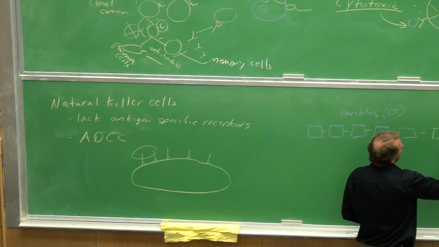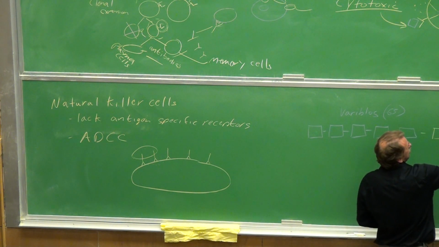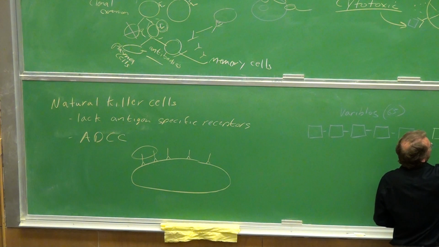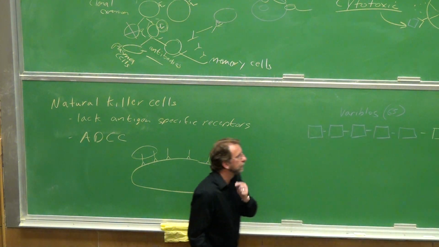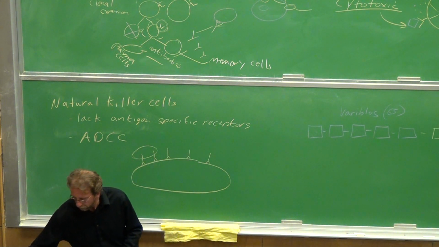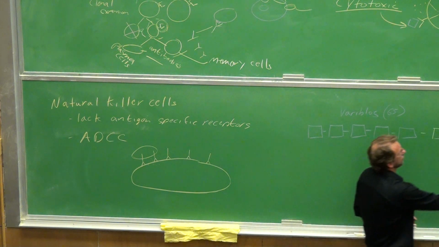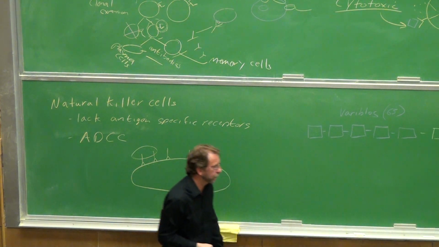And then there's another region known as the diversity region. And there are 27 of those. And then finally, there's another section of DNA called the joining region. And there are 6 genes that make up this section.